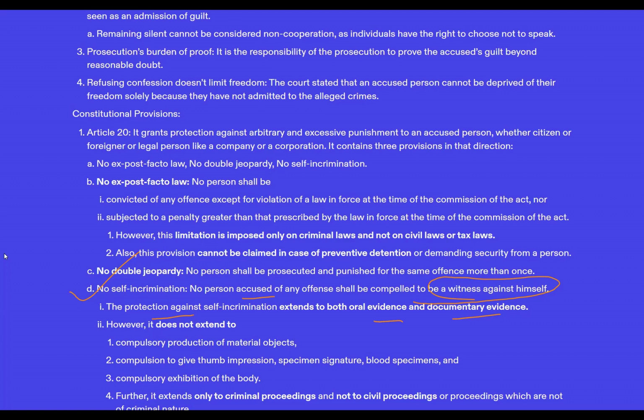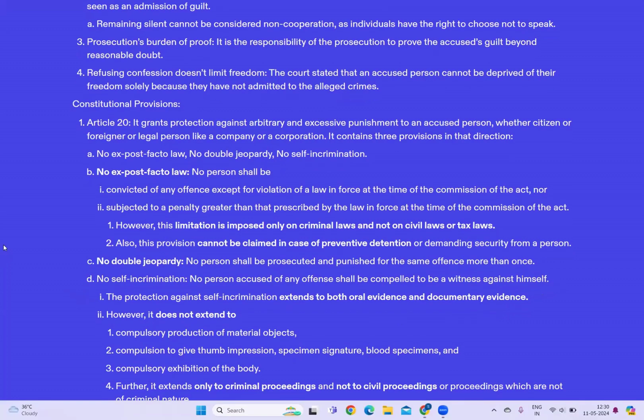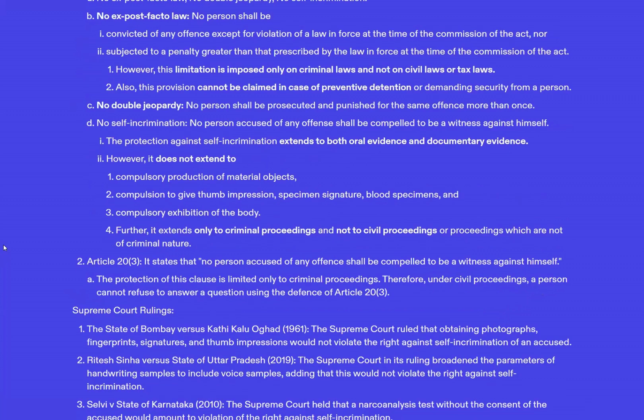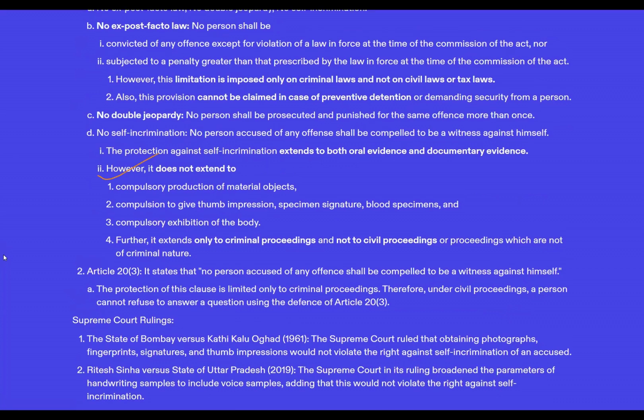Now, coming to further things, there are certain exceptions under Article 20. What are the exceptions? Article 20 does not extend to compulsory production of material objects. So suppose somebody is asked in the court to give his signature on certain documents, they have to give it. Similarly, if somebody is asked to produce or submit certain objects like his materials, his digital devices, his gadgets, they are bound to do that.